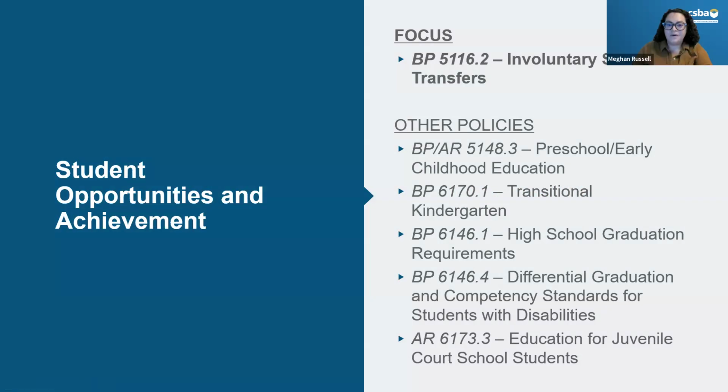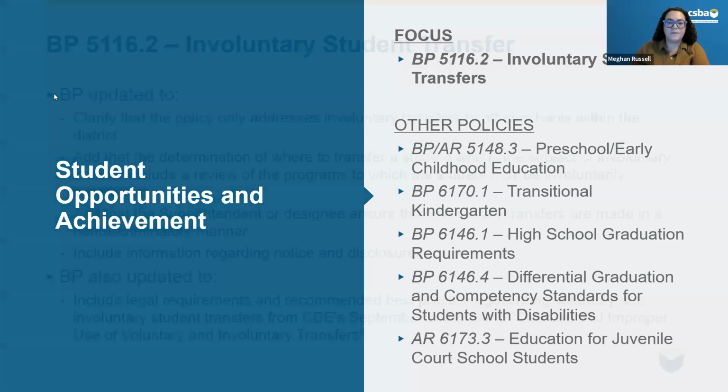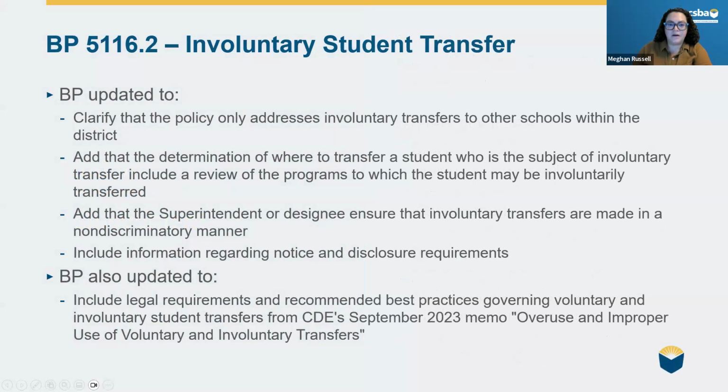All right, so we're going to be focusing first on involuntary student transfers, and then we'll also briefly be touching on preschool and early childhood education, transitional kindergarten, high school graduation requirements, differential graduation and competency standards for students with disabilities, and education for juvenile court school students. Next slide, please. And then Bob's going to kick off our discussion on involuntary student transfers here. Yeah, so this one, thanks, Meghan.